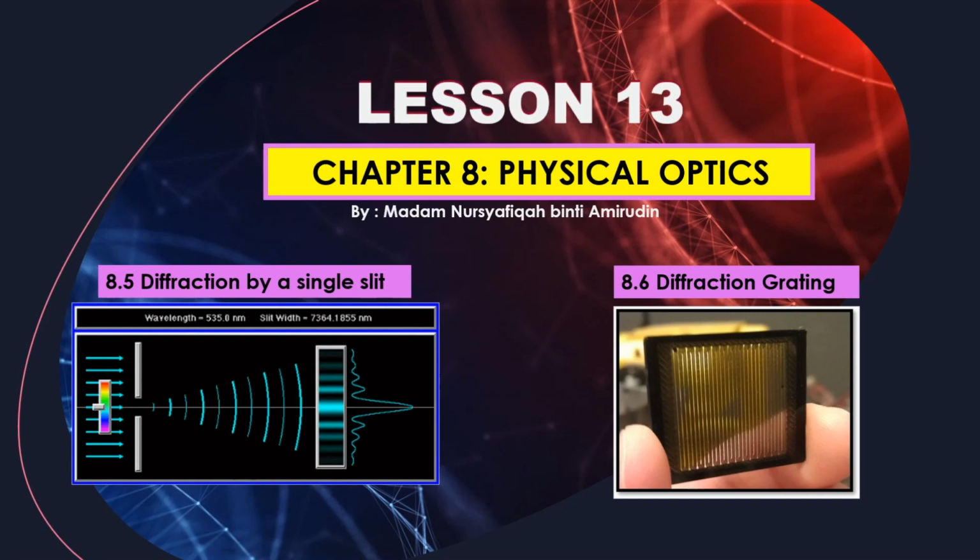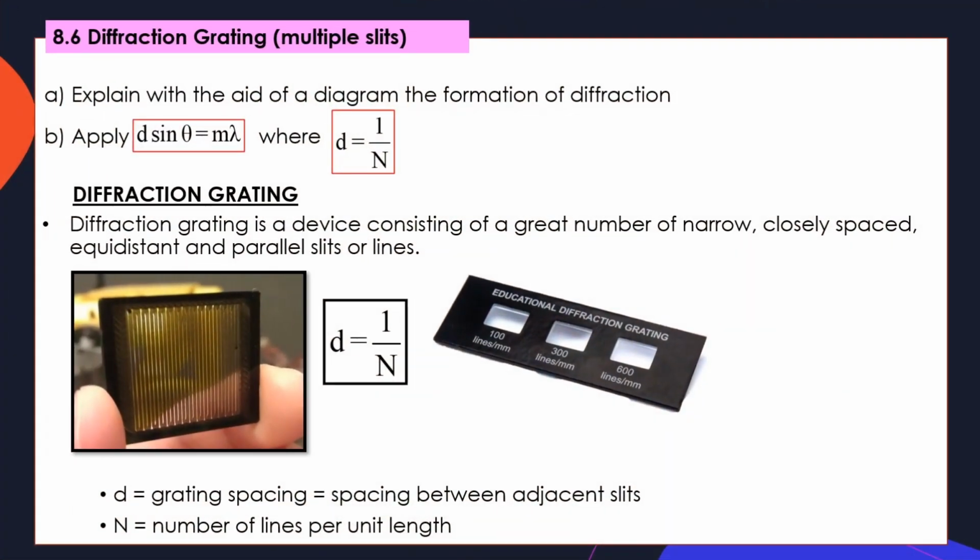So now let's proceed to subtopic 8.6, which is diffraction grating. Okay, so we are going to discuss the formation of diffraction with the aid of a diagram, and then apply the equation d sine theta equals m lambda, where d is equal to 1 over N.